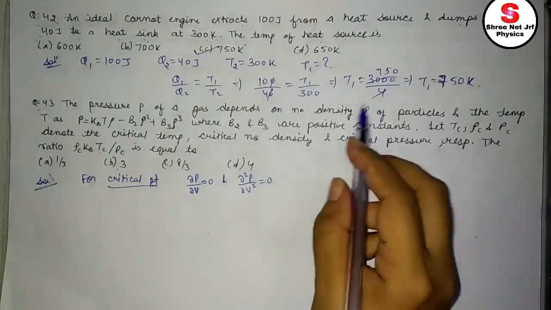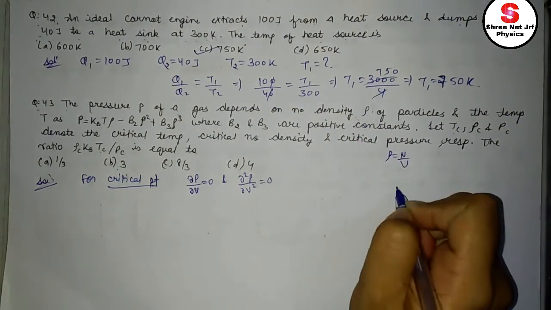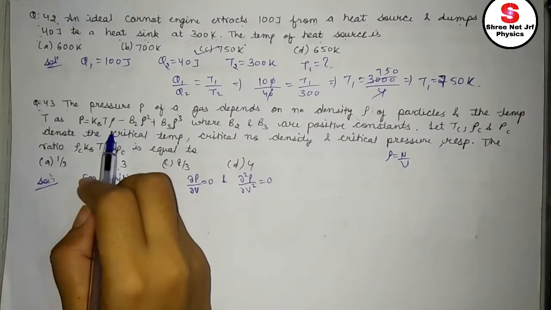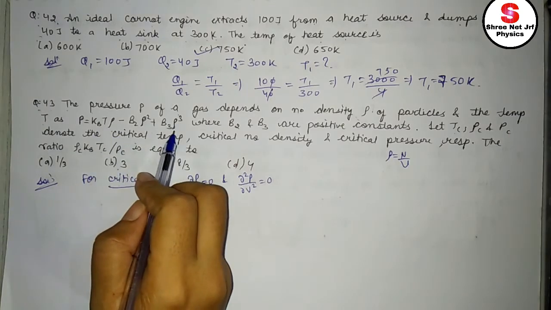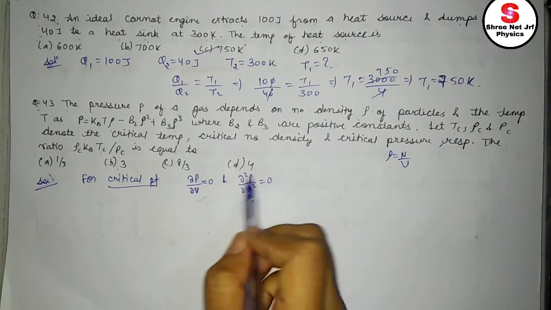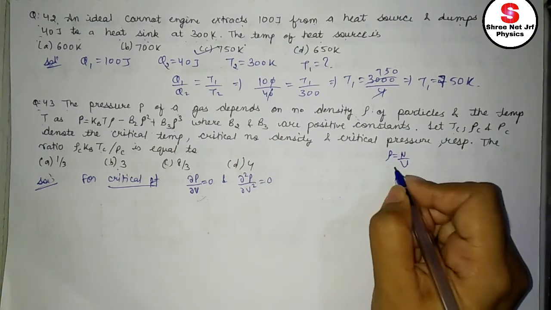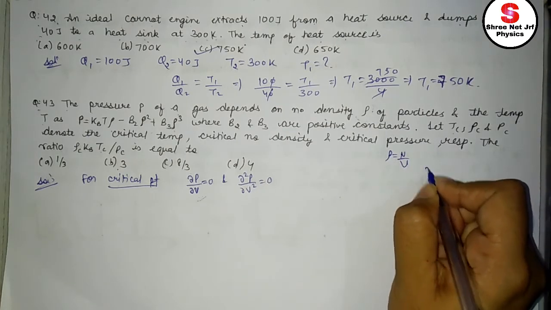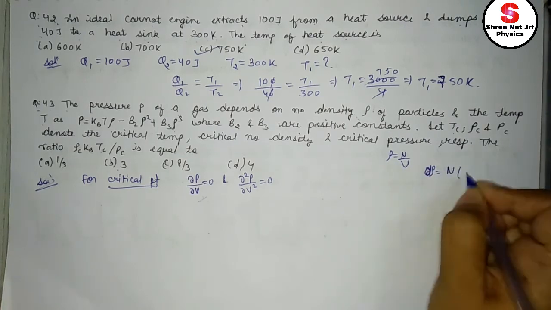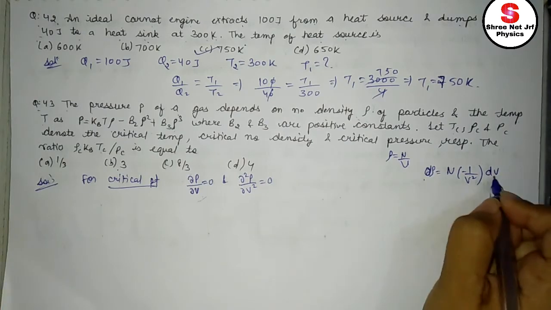Now in this question, we are given number density ρ. So we can use ρ equals N by V. We can substitute this value in our main equation, and then we can find del P by del V equals 0 and del 2P by del V square equals 0. Or if I differentiate it, then dρ equals minus 1 by V square dV, whatever. That means dρ is proportional to dV.